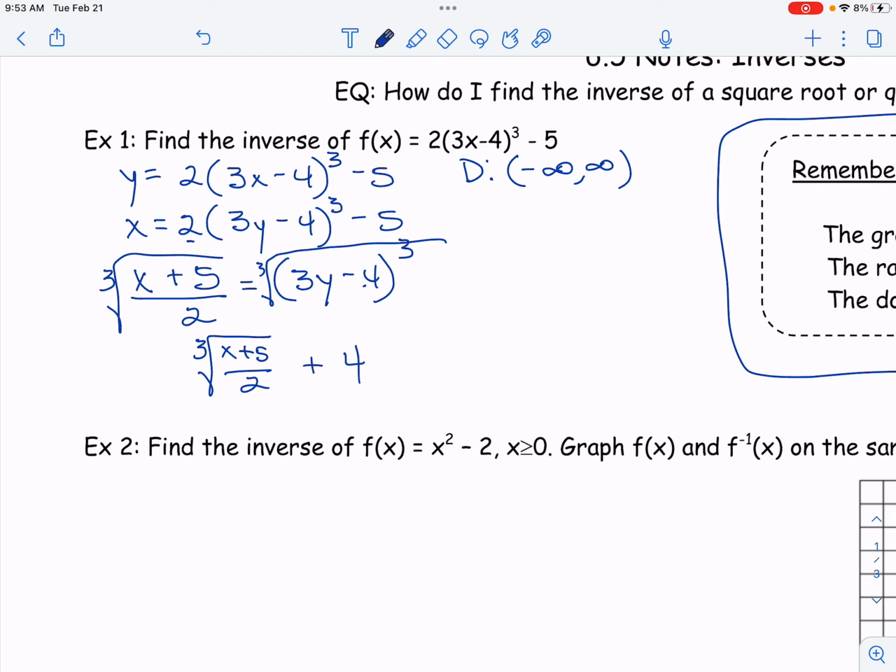Add 4. Then we have to divide by this 1/3, or we're going to multiply by 1/3, which should be a lot easier. So it's 1/3 there, and then your 4 also has to be multiplied by 1/3. You get 4/3. This is my inverse. I have to find the domain again. This is a cube root function. Cube root function, no restrictions. So your domain for both is negative infinity to positive infinity.